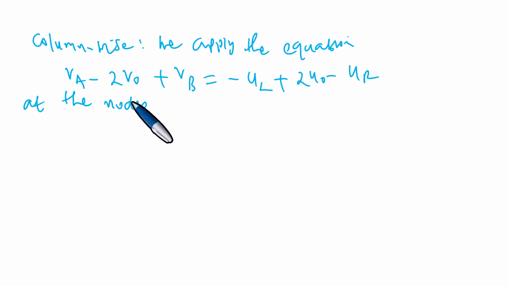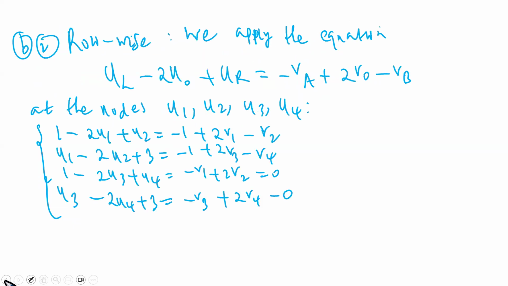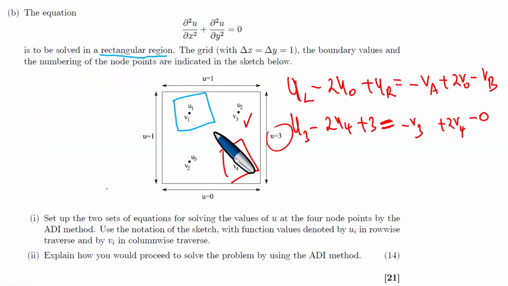What are the nodes for the V's? They are V1, V2, V3, V4. Let us analyze this and practice together with the nodes. Let us take V1 first. Okay, we choose V1. And if we choose V1, what equation do we use? The one we did was row-wise.